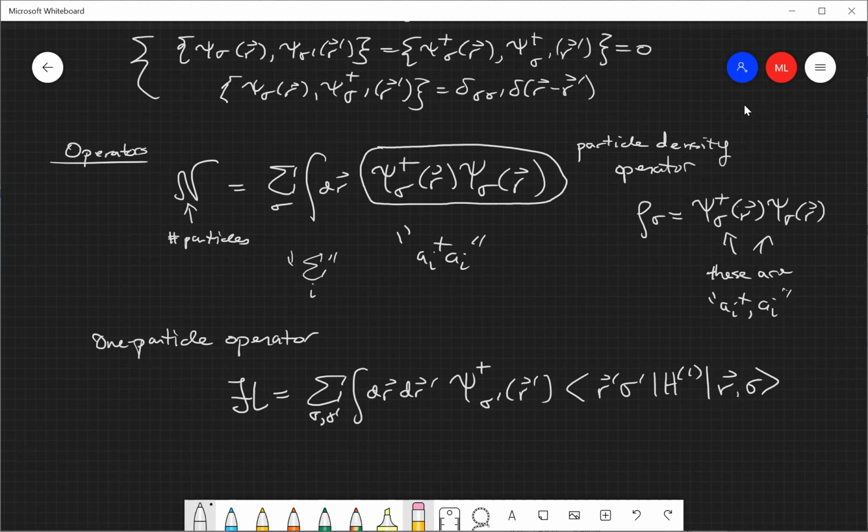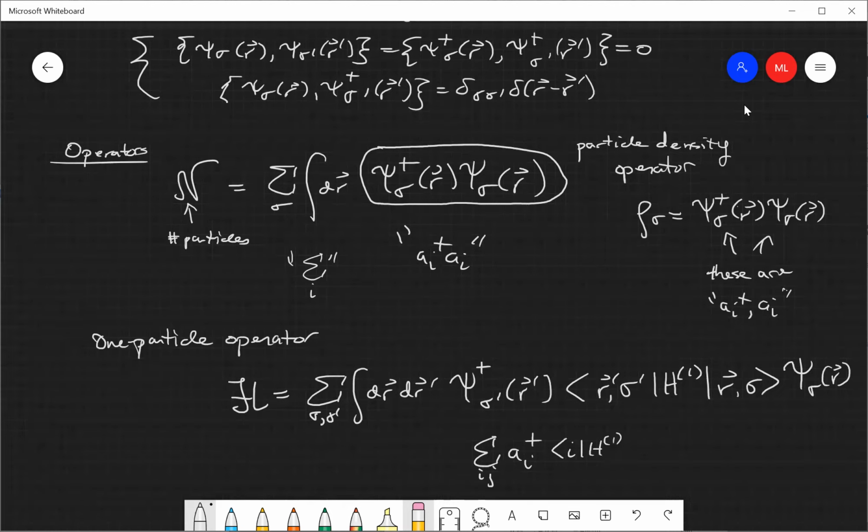Between two locations and possibly two different spin states. And then this is the number, and then you have the annihilation operator. Moral equivalent to, right, sum over ij, i dagger i h1 j aj, right?